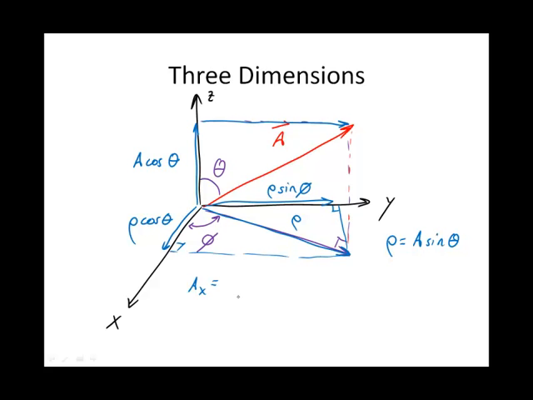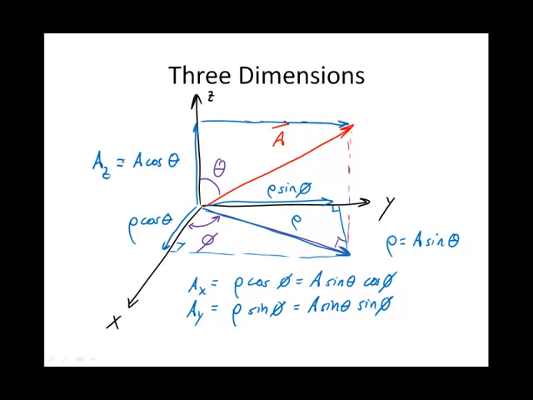So A sub x is equal to rho cosine phi, but rho is equal to A sine theta, so this becomes A sine theta cosine phi. And A sub y is equal to rho sine phi. This should be a phi here. But rho is A sine theta, so this becomes A sine theta sine phi. Again, the z component is just A cosine theta. Get a real good idea of that if you actually pull out some string and tape it to the corners in your room and look at those x and y components and z components.